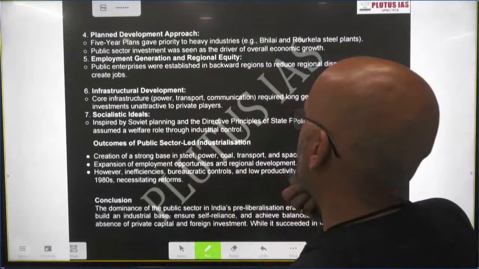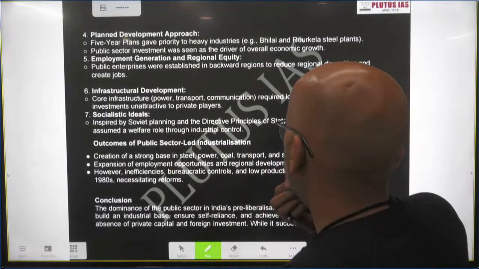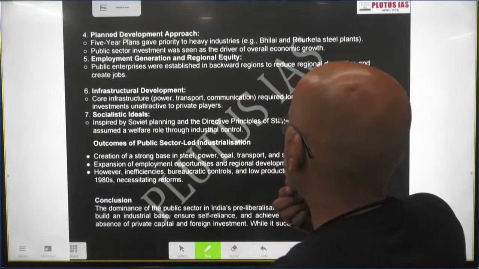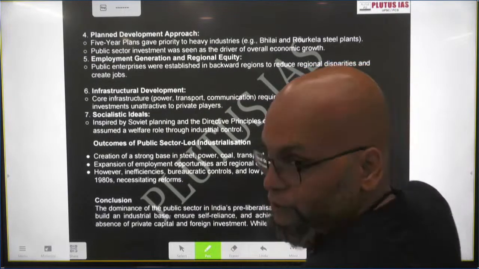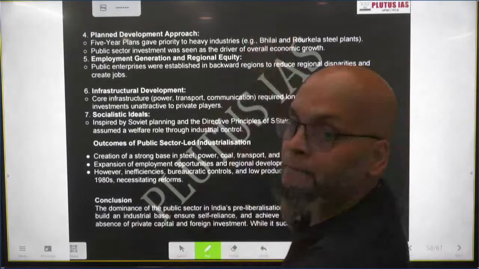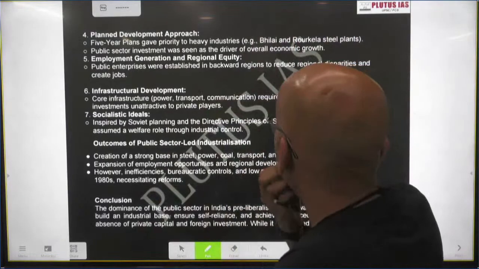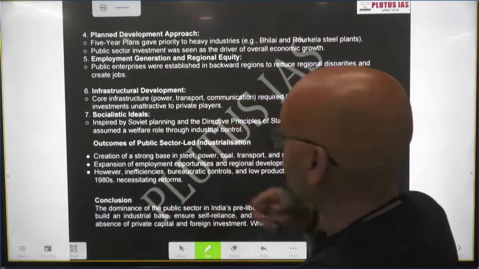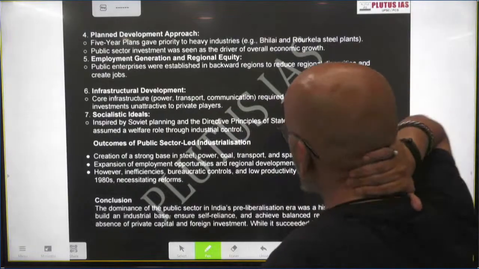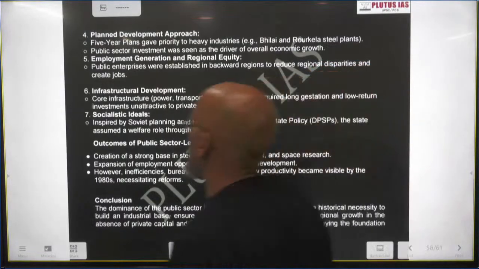Employment generation and regional equity. Public enterprises were established in backward regions so that those regions can grow, we have discussed it. So two questions from that era, planning and this: to reduce regional disparities and create jobs.